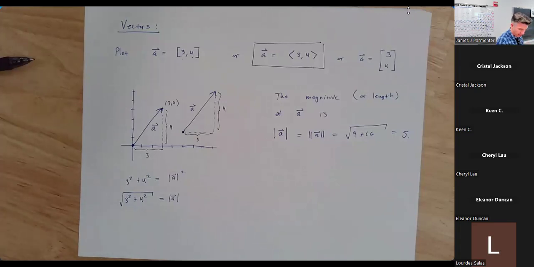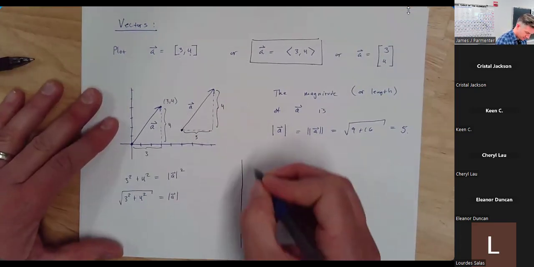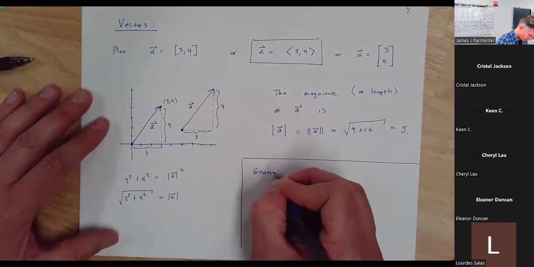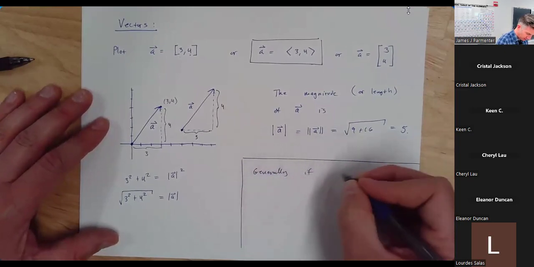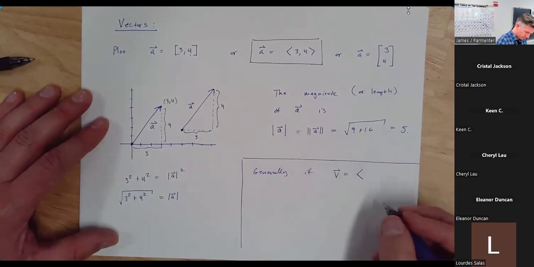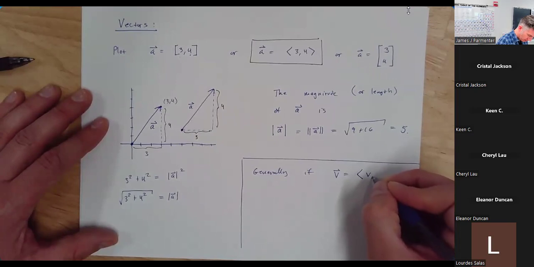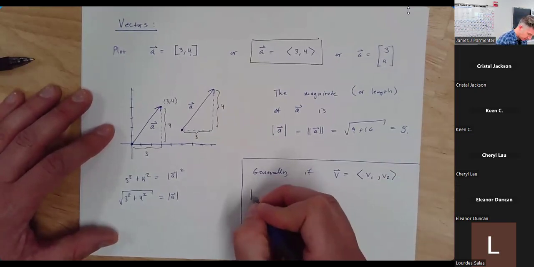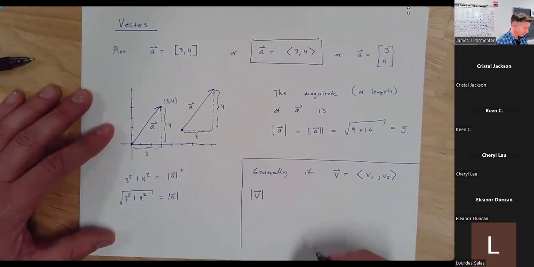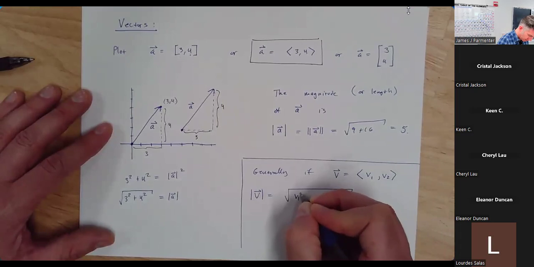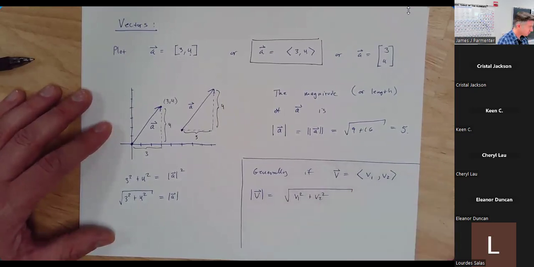So I would say, more generally, if our vector has components v1 and v2, then the magnitude of our vector, or the length of our vector, is always going to be the square root of v1 squared plus v2 squared.